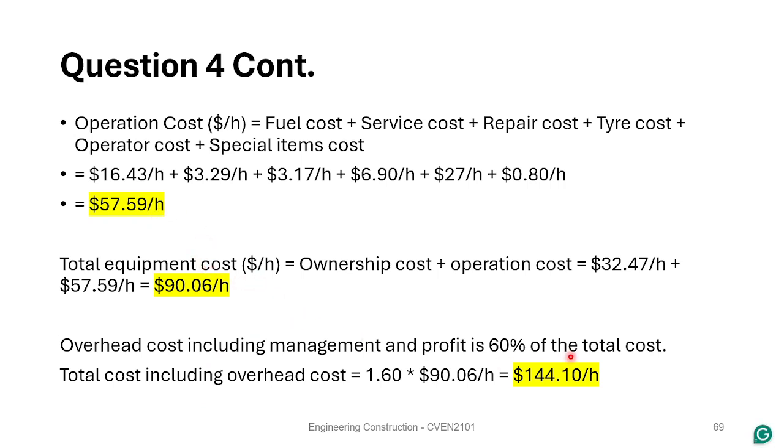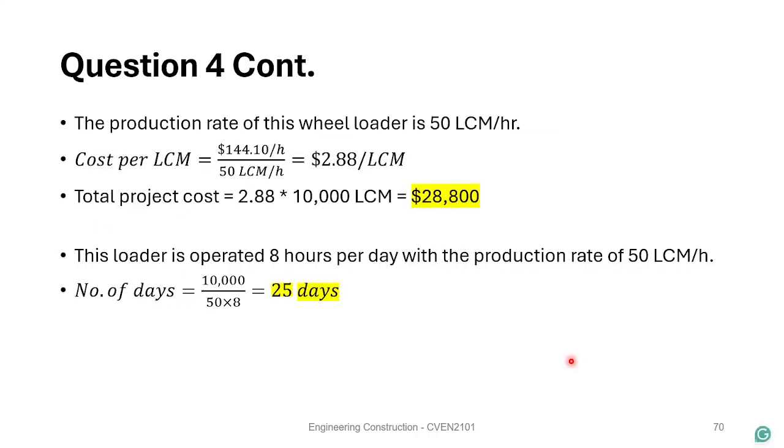Once you have all that, you just add everything up, and then we have the 60% overhead costs. You just need to multiply it. It gives you $144.10, and from there we can calculate how much it costs per LCM. Then, knowing the project is 10,000 LCM and the production rate of the loader, we can find out how many days it will take. It's pretty simple.